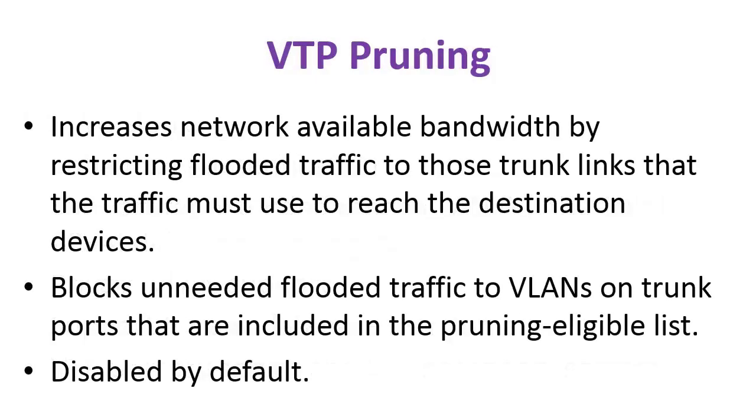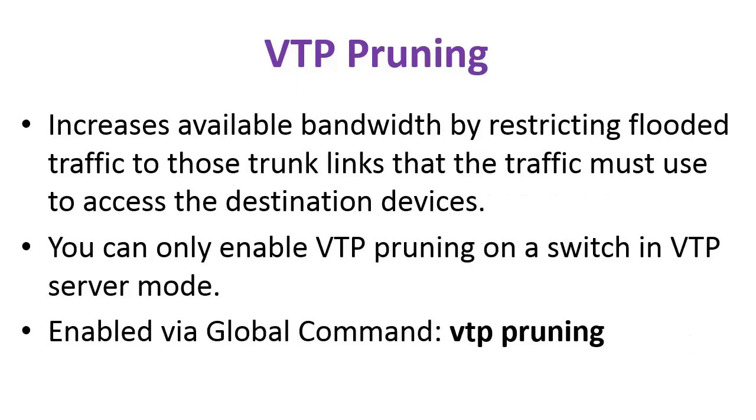Now let's move on to VTP pruning. VTP pruning is rather important because it increases network available bandwidth. And it does so by restricting flooded traffic to trunk links that the traffic must use to reach the destination devices. So in other words, it blocks unneeded flooding of traffic to VLANs on trunk ports that are included in the pruning eligible list. Now this is disabled by default. You need to enable VTP pruning for that to work correctly. Now please note you can only enable VTP pruning on a switch in VTP server mode. You do that simply by going to global configuration and entering VTP pruning.